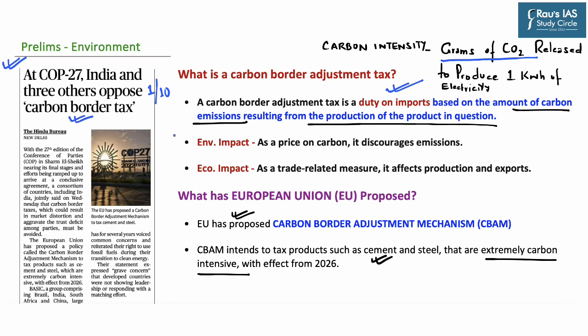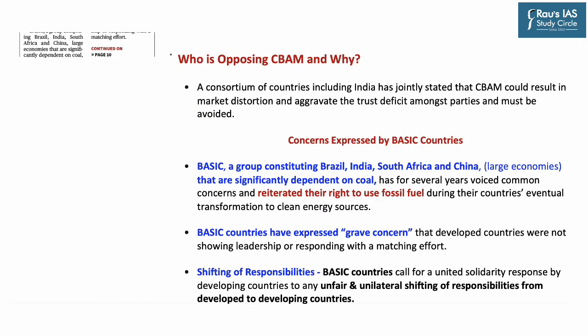So such a tax has both environmental impact, as it is a price on carbon or carbon emission and overall discourages carbon emission, but there is a negative economic impact, as this might act as a trade related barrier and it may affect production and also exports of certain goods such as cement and steel. So the next question is that who is opposing this border tax and why?